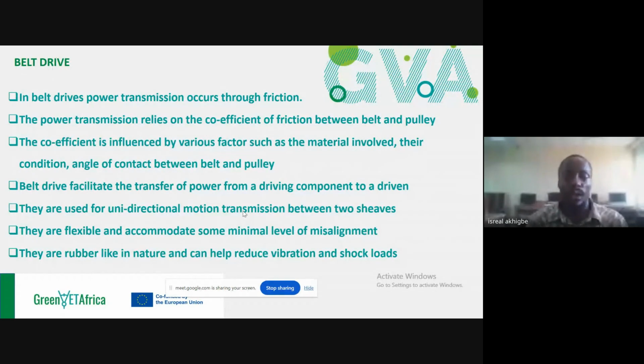The angle of contact between the belt and the pulley: take for instance, you have V grooves, just as we did in measurement. V grooves come in different sizes, in varying distance and depth. So if you use a V belt that is not designated for a particular size, that is, there is no matching size, the male and the female, if the belt and the pulley do not match, the angle of contact, the coefficient of friction also will be reduced.